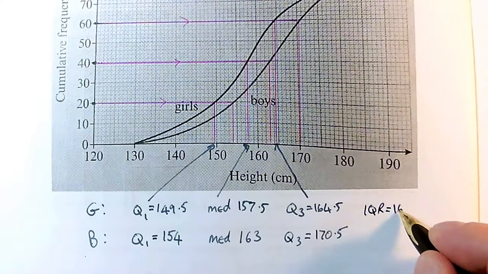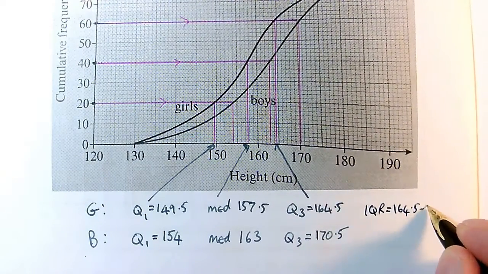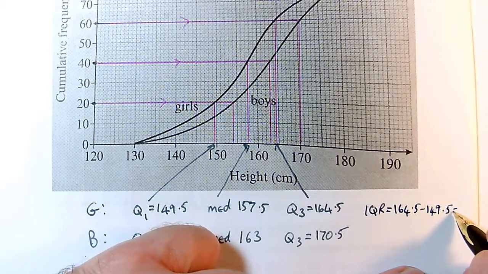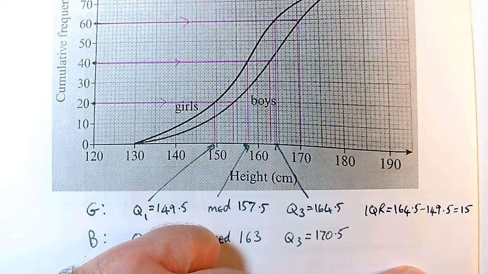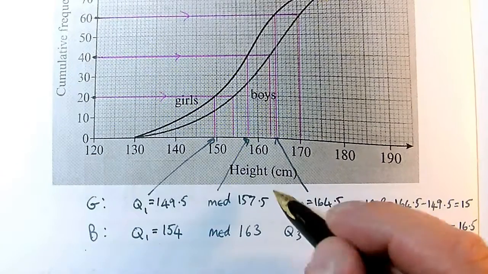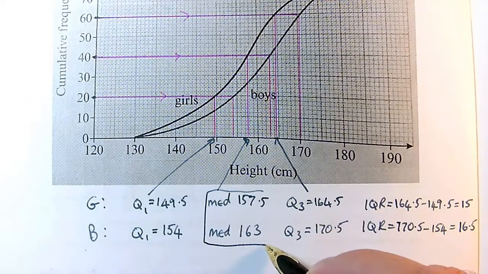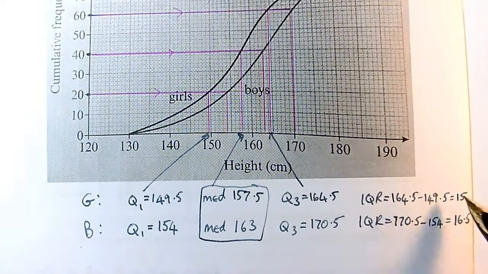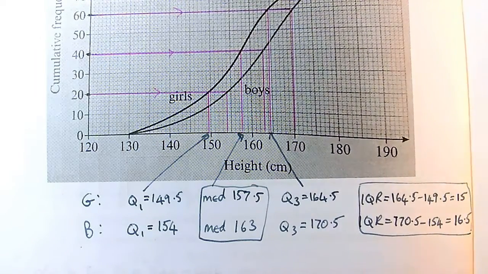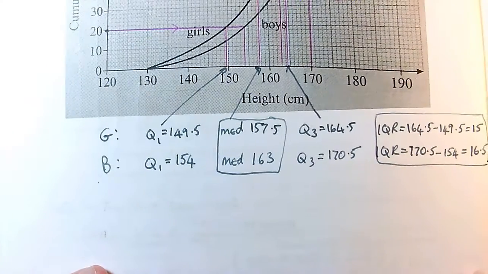So I need to do 164.5 minus 149.5, which gives, what's that, 15? Okay, so what does it make sense to compare here? Well, I've got two medians. They're measures of centre, so I'm going to compare those. And my interquartile ranges are a measure of spread, so I'm going to compare those.